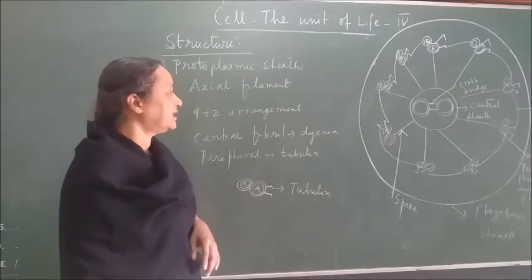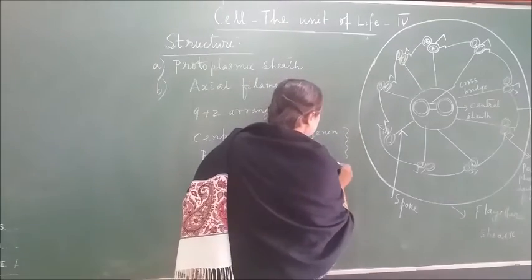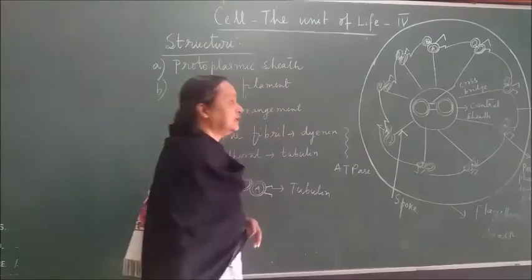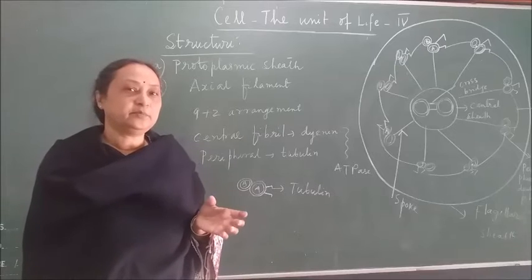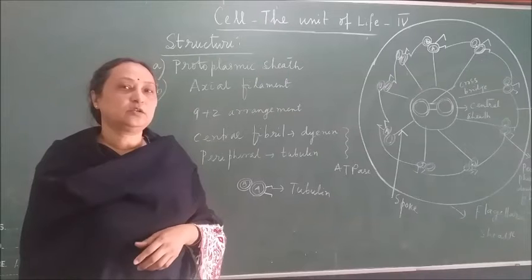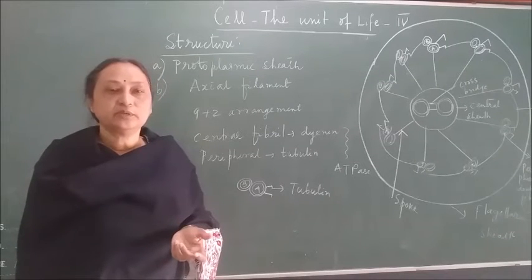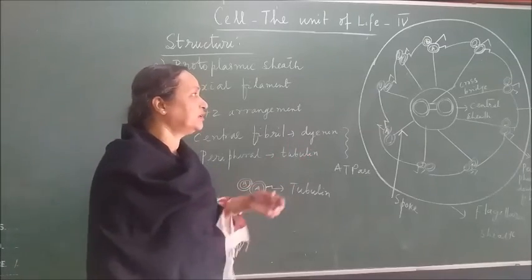These 2 different types of proteins can act as ATPase. You know that ATPase is an enzyme, and in its presence ATP, the energy currency, can be produced. Because cilia and flagella are locomotory organs, they are moving. So how are they moving? They move with the help of the energy produced by these 2 different types of proteins.